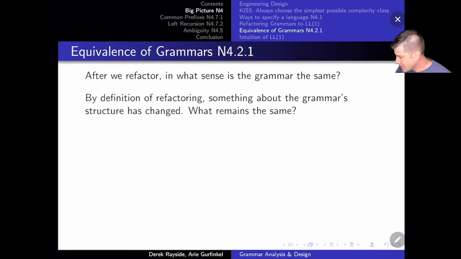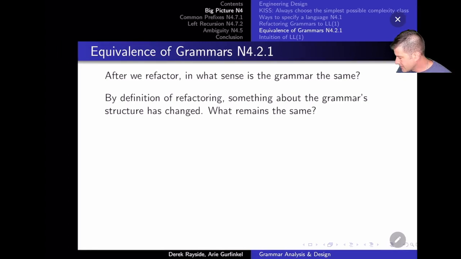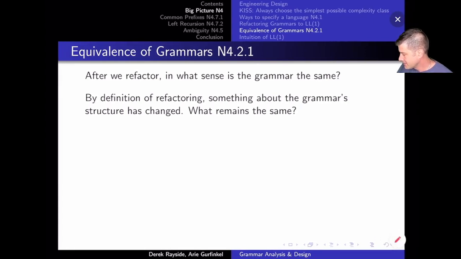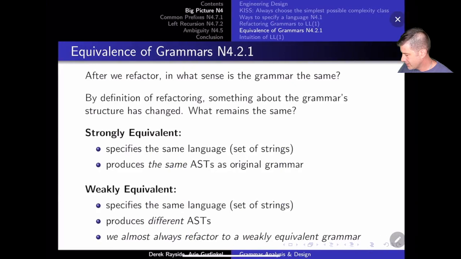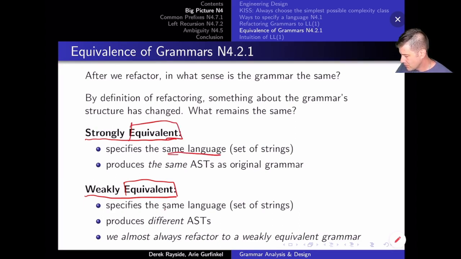So this gives us a question about what it means for things to be the same. And again, we've talked about that also before. How can we compare grammars? We have two ways to do it. The grammars can be strongly equivalent or weakly equivalent. In both cases, the grammars are equivalent, meaning that they represent exactly the same language. So what we accept and what we reject is the same.